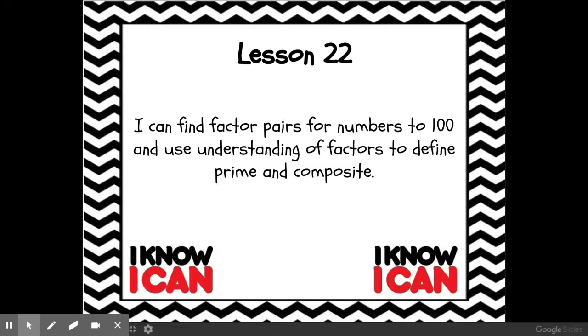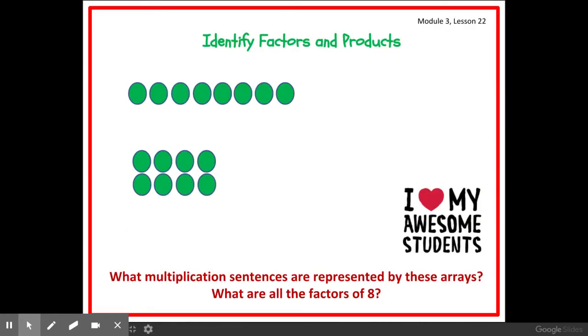Hey friends, this is Module 3, Lesson 22. Today we're going to switch gears on our learning goal and take a break from division for now, and we are going to be finding factor pairs for numbers to 100 and use understanding of factors to define prime and composite. All right, we're going to get started right away.